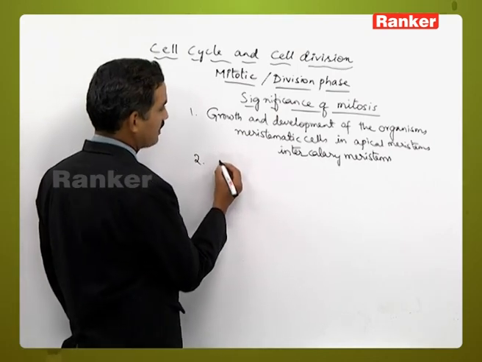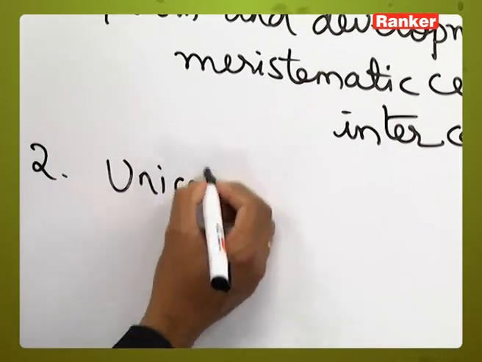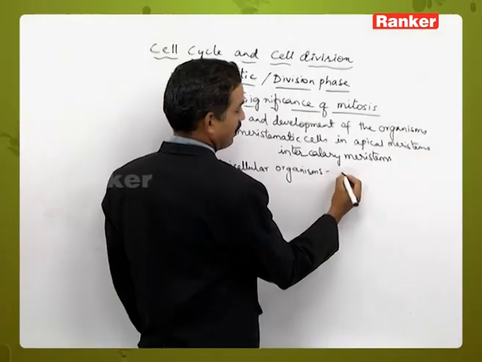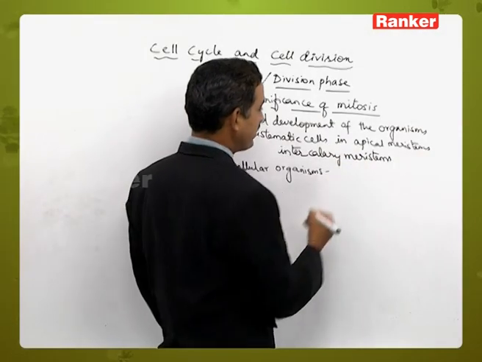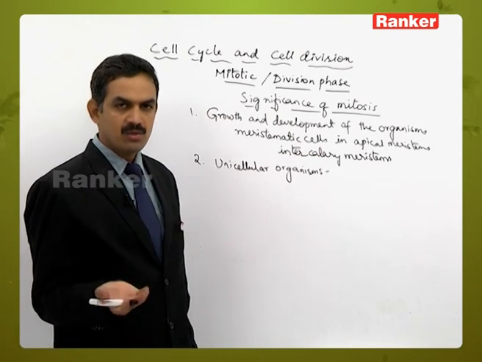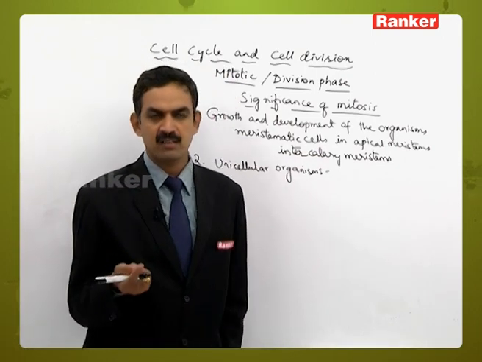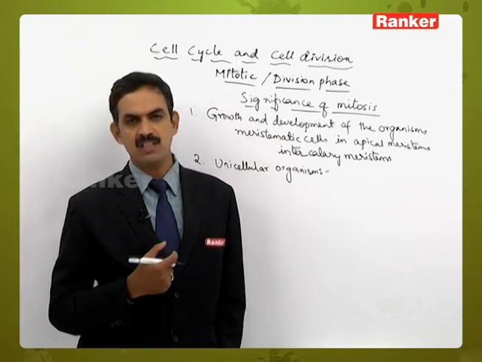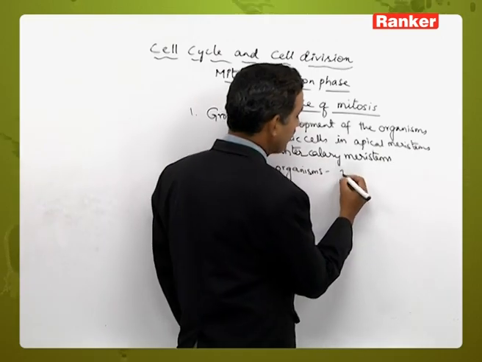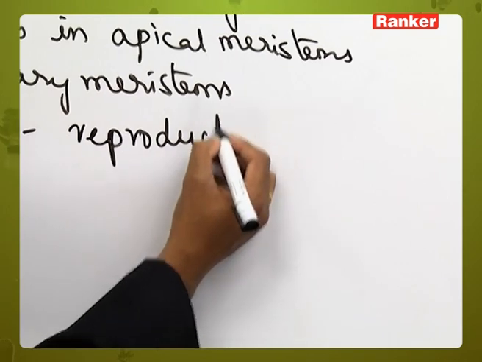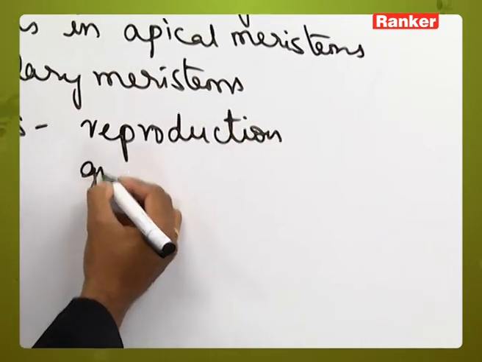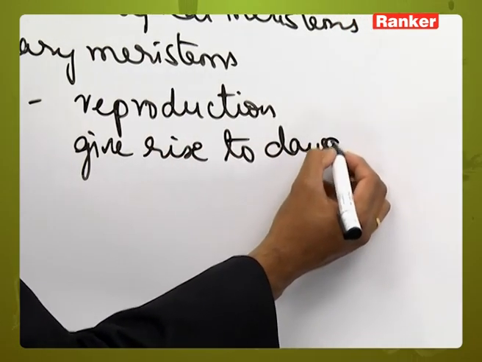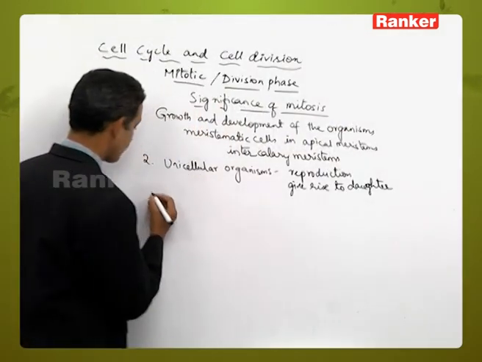In unicellular organisms, cell division or mitosis is equal to reproduction. When the cell of a unicellular organism undergoes division, it is giving rise to daughter organisms, so it is equal to reproduction, or giving rise to daughter cells.